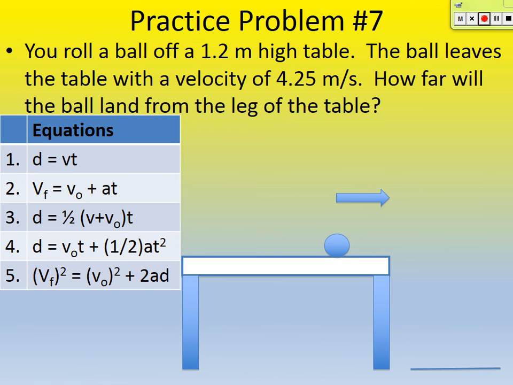All right, practice problem number 7. What I'd like you to do is to try this problem on your own. I want you to draw a picture. I want you to split the vertical and the horizontal components of motion up. List all the variables. And try to solve this one on your own. I'm going to hit pause, so I would like you to hit pause on your video and try it on your own first.